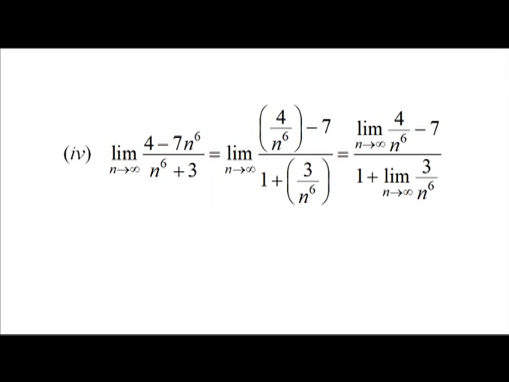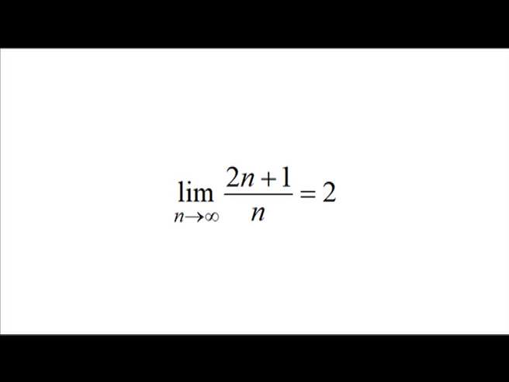And fourth one, the limit of (4 − 7n⁶)/(n⁶ + 3) as n approaches infinity equals the limit of (4/n⁶ − 7)/(1 + 3/n⁶) as n approaches infinity, which is equal to the limit of (4/n⁶ − 7) over 1 plus the limit of 3/n⁶ as n approaches infinity, using the quotient rule, which is equal to (0 − 7)/(1 + 0), which is equal to −7.